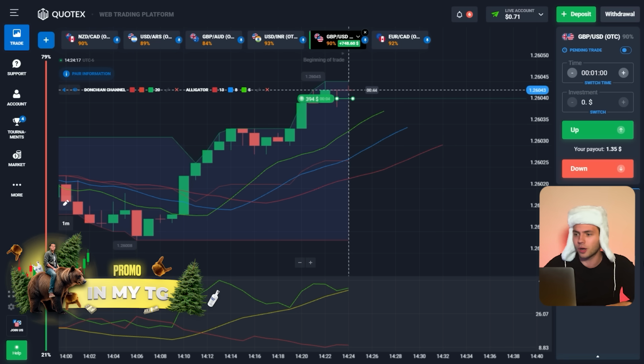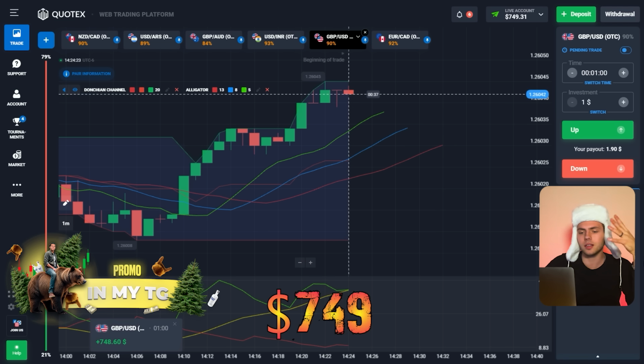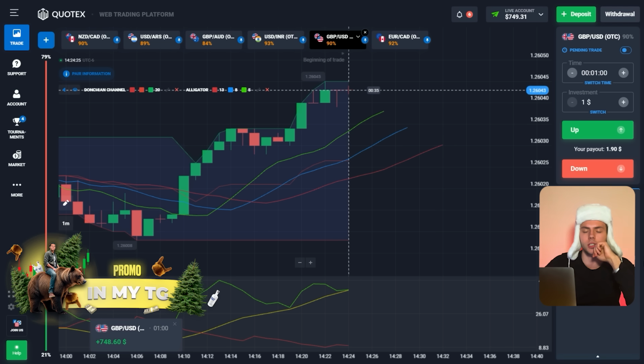We open it for $394. Let us see how much we will have right now, guys. Well, the trade is closed, $748 on our account, not bad, really. I think we can move on to the next trade, and let us see, maybe we will find something more interesting than this one, because this one was pretty easy and obvious, okay? Yeah, let us see.